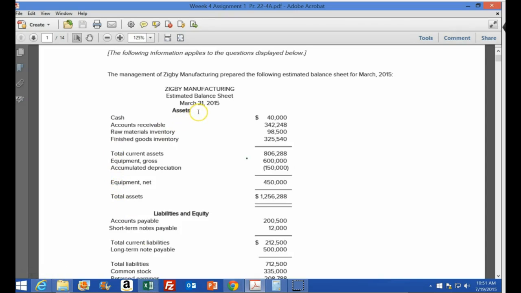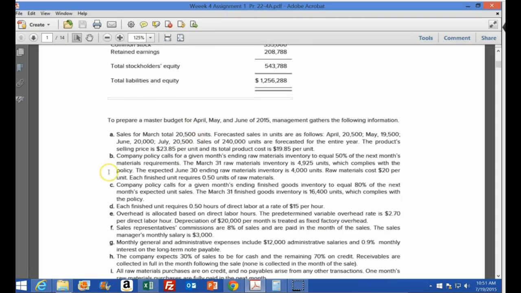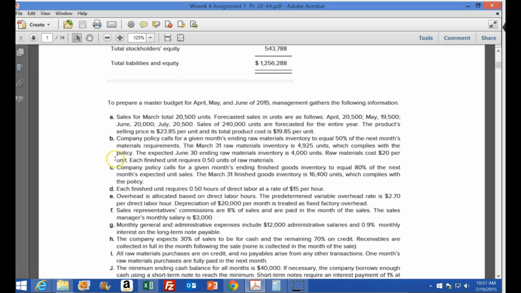We've got the beginning balance sheet that we're going to use in order to create our master budget. Then we have some more information down here. To prepare the master budget for April, May, and June 2015, management gathers the following information. Sales for March totaled 20,500 units. Forecast sales units are as follows: April 20,005, May 19,500, June 20,000, July 20,005.